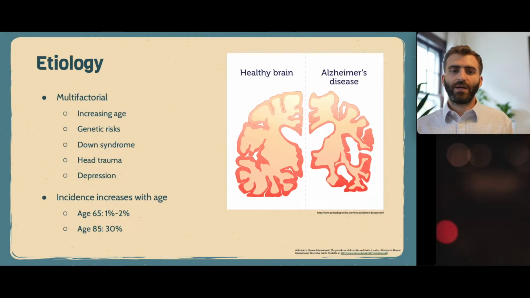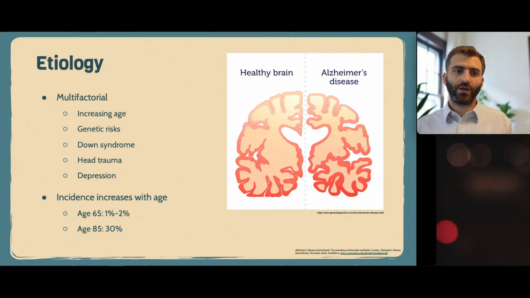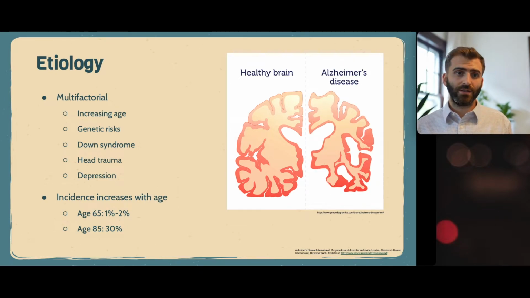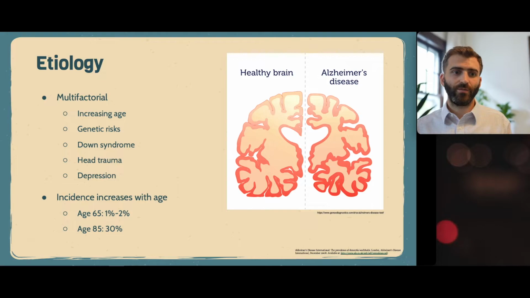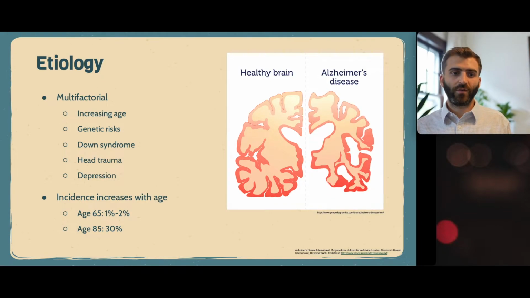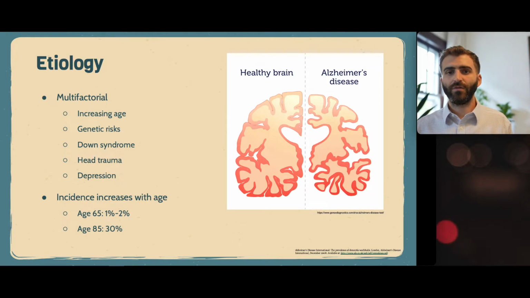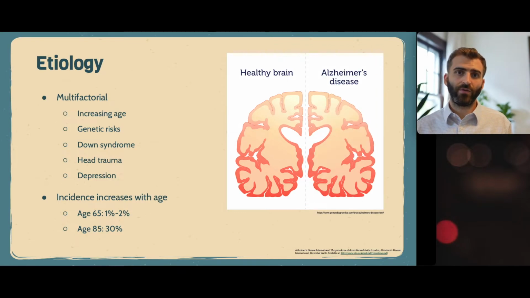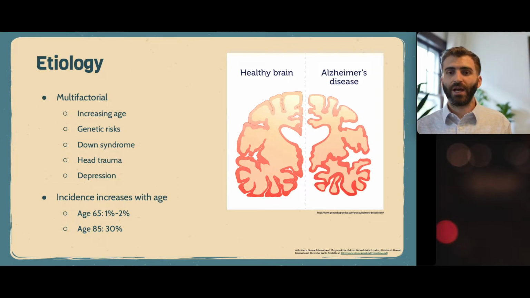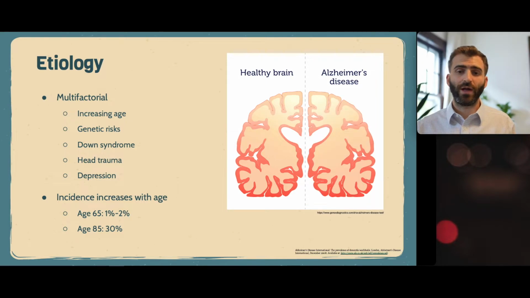Etiology is multifactorial. Increasing age is really common. Genetic risks, of course, Down syndrome, head trauma, depression. The incidence increases with age. At age 65, roughly 1 to 2% of people have Alzheimer's disease. At age 85, roughly 30% of people have it.